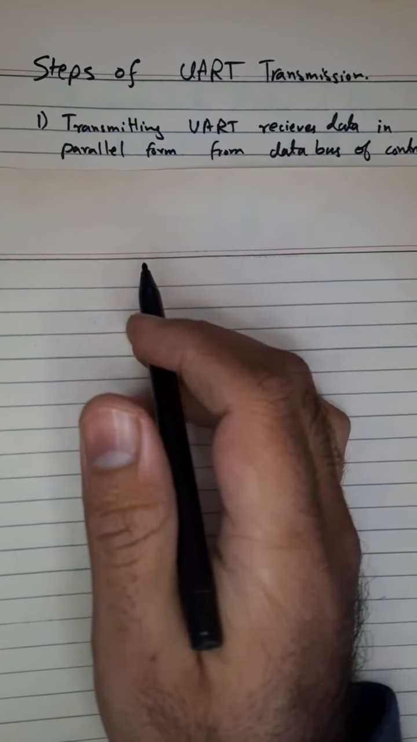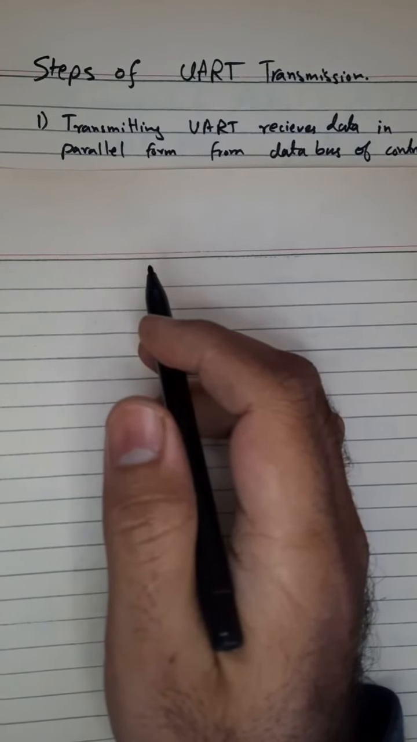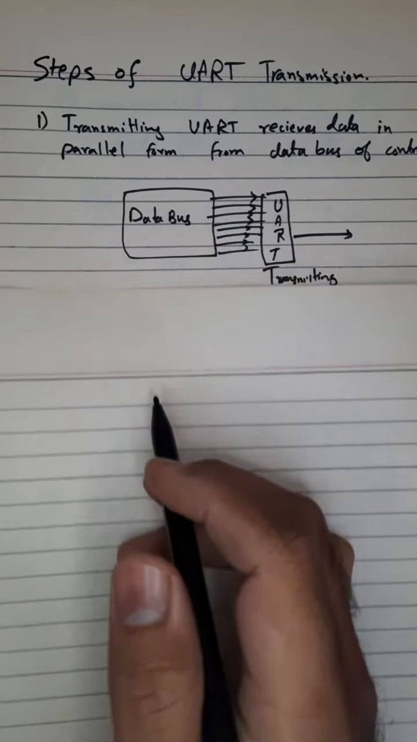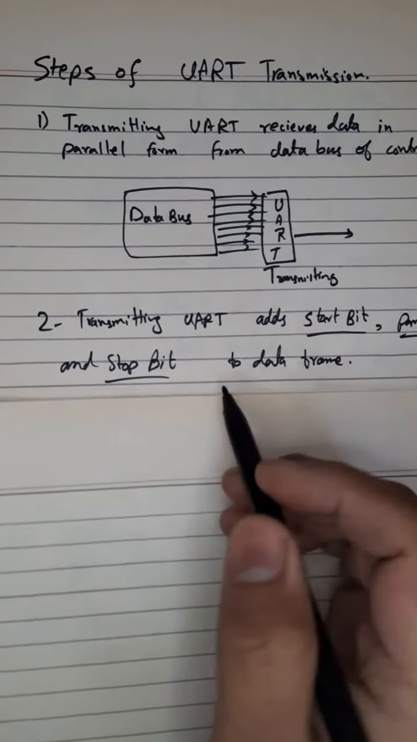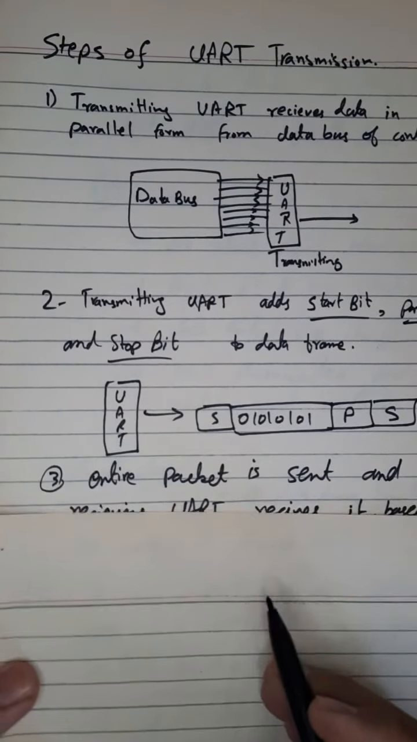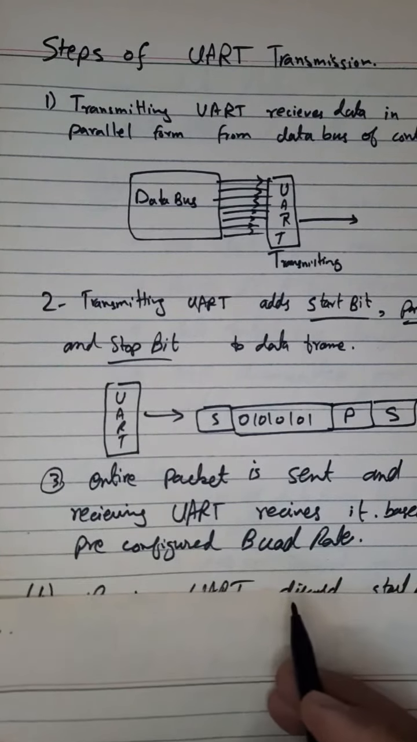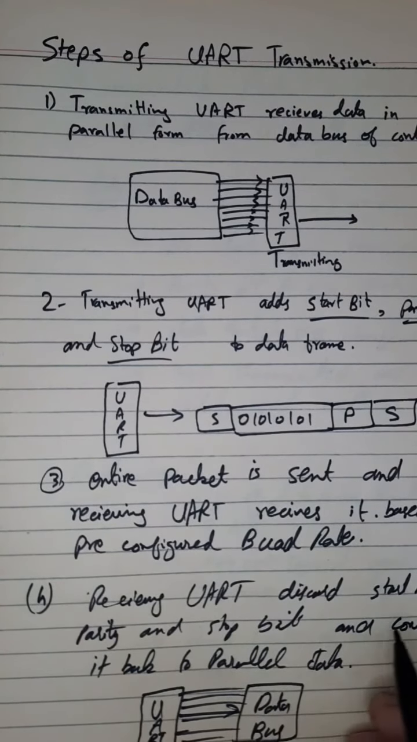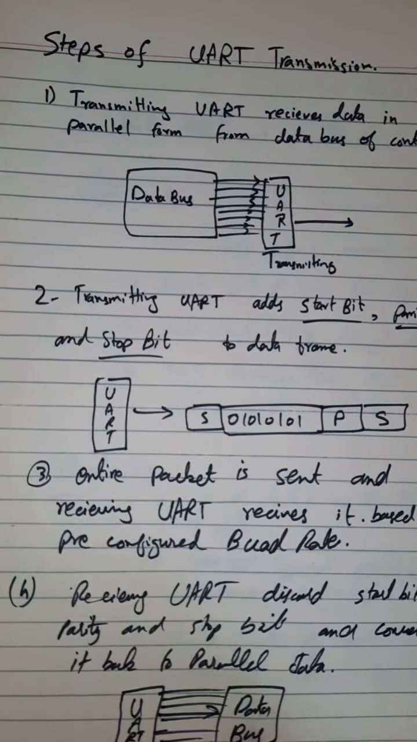Now let's discuss the steps for UART transmission. The transmitting UART receives the data in parallel from the data bus, then converts it to serial data and adds the start bit, parity bit and stop bit to the data frame. The entire packet is sent and the receiving UART receives it based on the predefined baud rate. The receiving UART discards the start bit, stop bit and parity bit and converts the actual data back to parallel form, which is used by the microcontrollers.